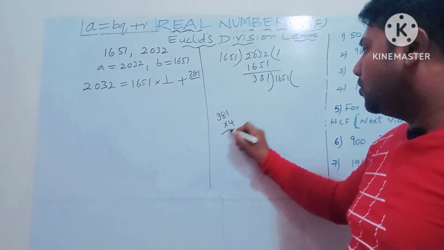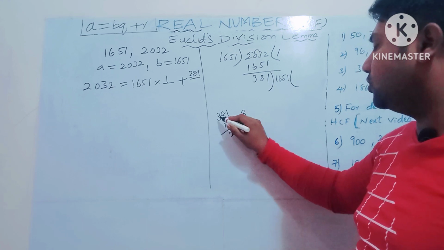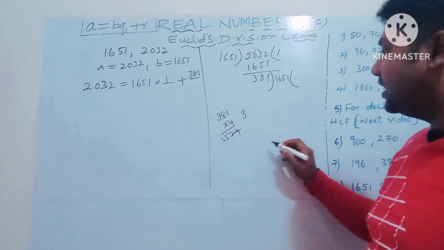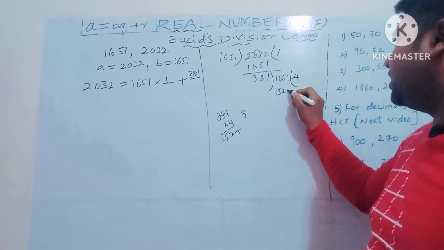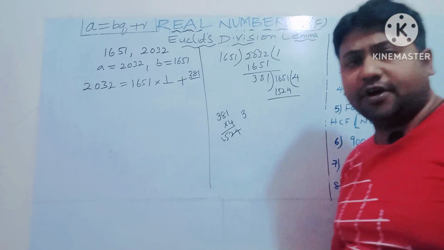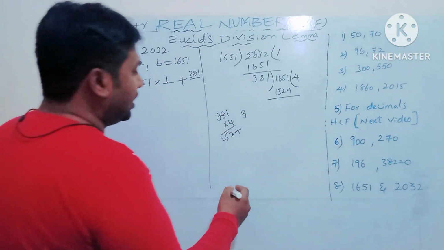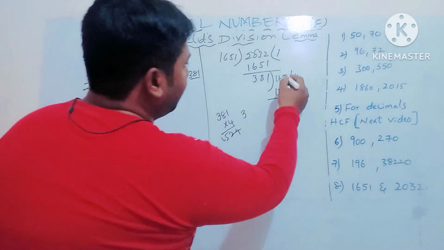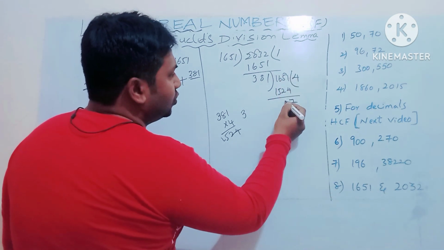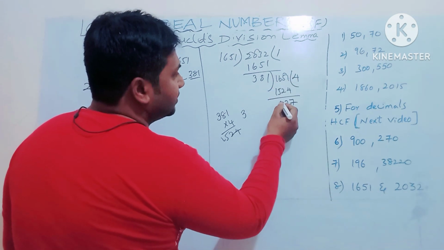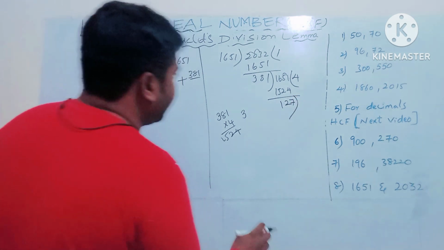381 into 4: 4 times 1 is 4, 4 times 8 is 32, 2 carry 3, 4 times 3 is 12, 12 plus 3 is 15. Yes, 381 into 4 is 1524. Got it? So what can I do now? If I subtract, what will I get here? 11 minus 4 is 7, 4 minus 2 is 2, 6 minus 5 is 1, and 1 minus 1 is 0. Got it?